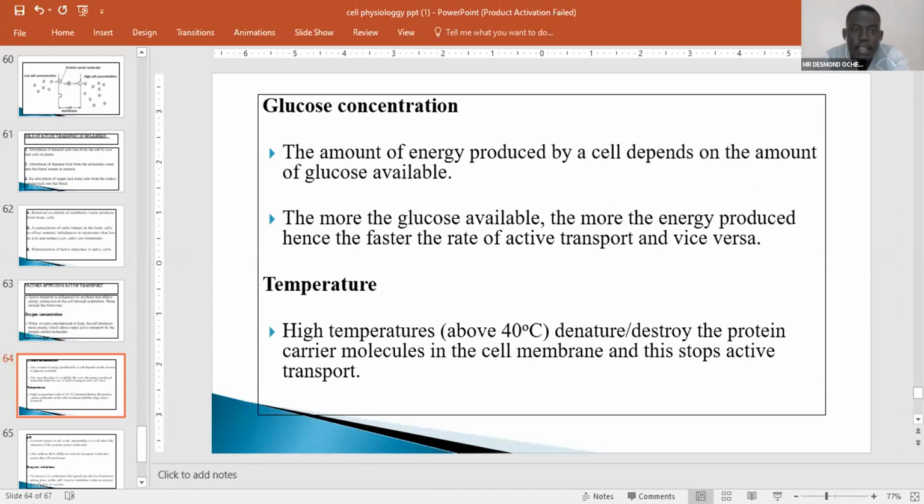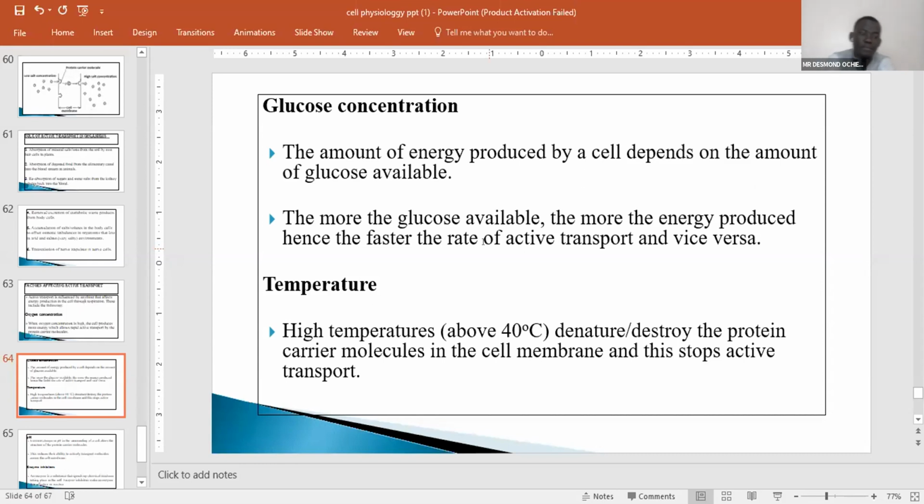All right? The more the glucose available, the more the energy produced, hence the faster the rate of active transport, and vice versa.